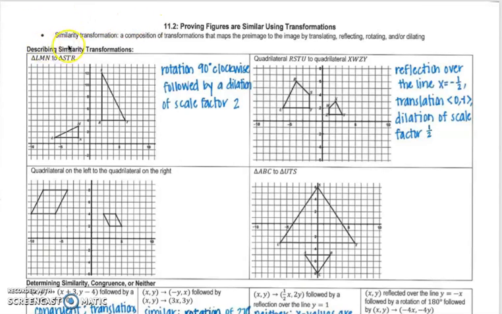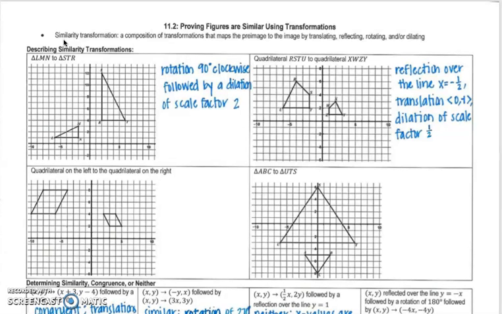And we do have one vocab word to start, and that's a similarity transformation, which is a composition of transformations that maps the pre-image to the image by translating, reflecting, rotating, and or dilating. So in Geometry 1, you learned about congruence transformations, which is a composition of transformations using only translations, reflections, and rotations. So today we're going to be adding dilations, and that is figures are similar.